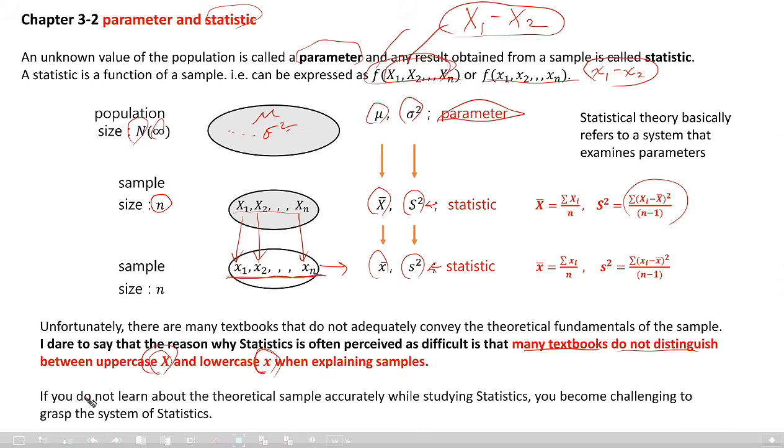Why? If you do not learn about the theoretical sample accurately, like this sample, this is also a sample, okay? While studying statistics, you find it challenging to grasp the system of the statistics framework. You cannot understand easily. If you study hard and repeat statistics for many years, then you seem to understand statistics, but in a fog, I think. Okay, sorry about that. Anyway, it is a real phenomenon.